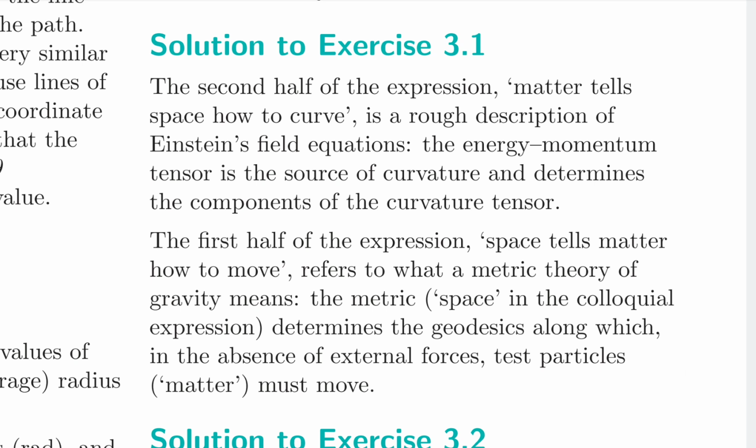Solution to exercise 3.1. The second half of the expression, matter tells space how to curve, is a rough description of Einstein's field equations. The energy momentum tensor is the source of curvature and determines the components of the curvature tensor. The first half of the expression, space tells matter how to move, refers to what a metric theory of gravity means. The metric space in the colloquial expression determines the geodesics along which, in the absence of external forces, test particles, matter, must move.